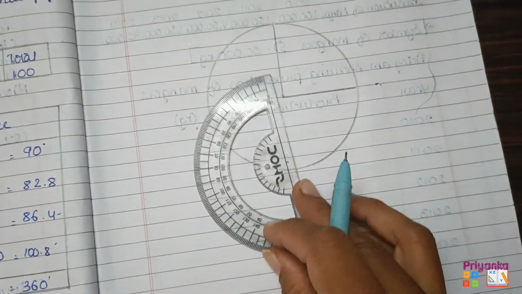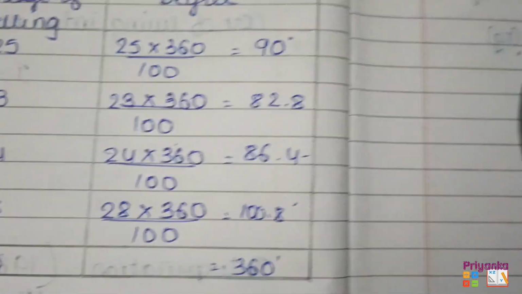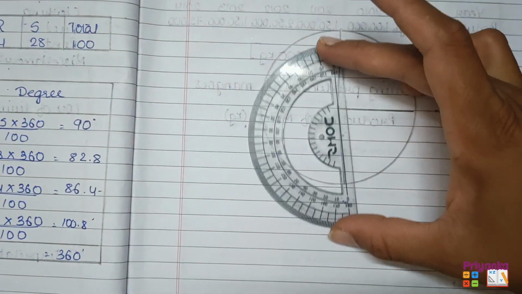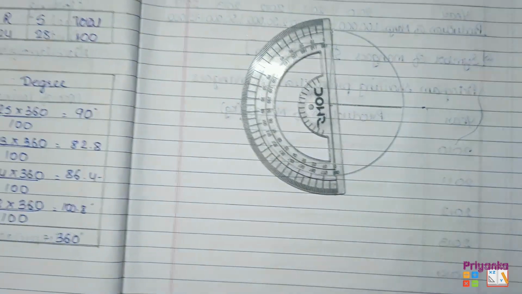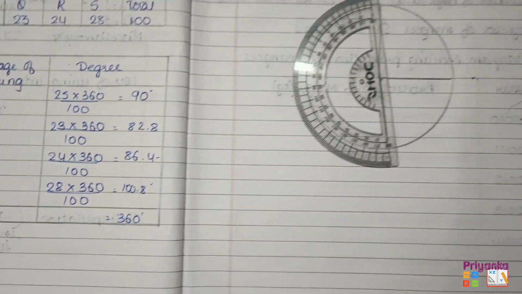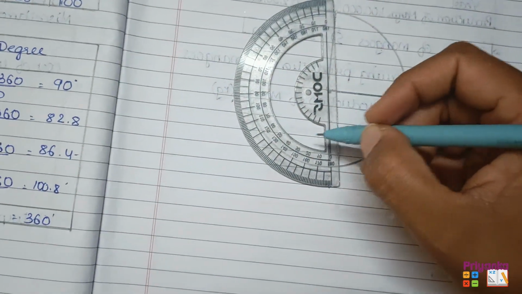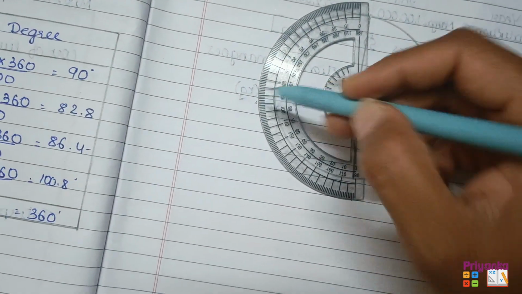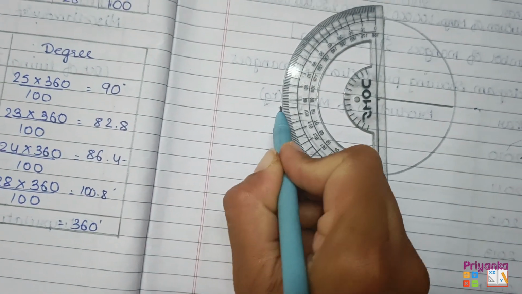Out of this, make a line till here. Next again put in the center and check till 86.4. So from here we'll take 86.4. So it would be till here.